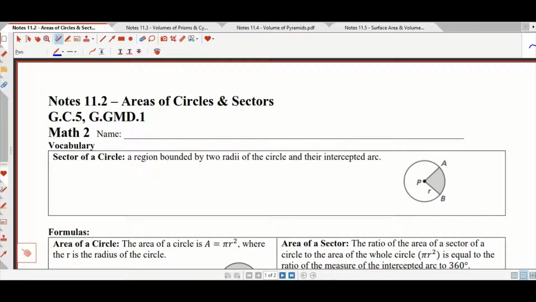Today we're going to be looking at our guided notes for section 11.2, areas of circles and sectors. So the sector of a circle is a region bounded by two radii of a circle and their intercepted arc. That is, if an arc was just a part of the circumference of a circle, like arc AB, think of arc AB also outlining what's called a sector of the area, just a piece of the area of that circle, like that.